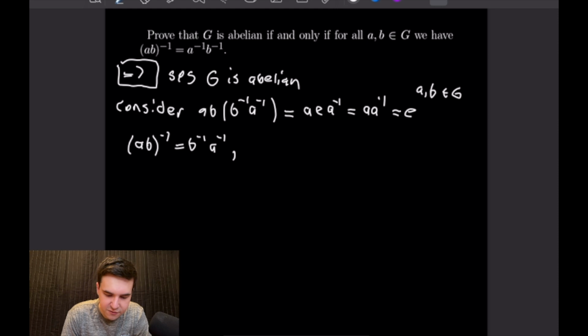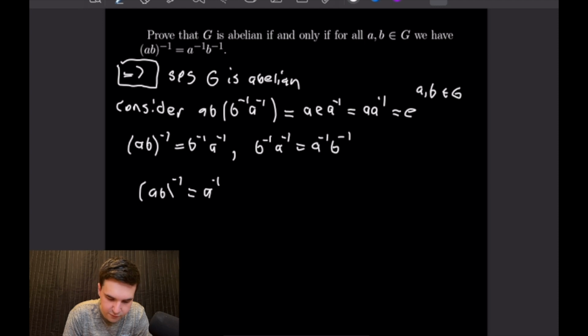So now we're going to use the fact that G is abelian, and because it's abelian, that means that B inverse times A inverse is equal to A inverse times B inverse. Great. But if B inverse times A inverse is equal to A inverse times B inverse, that means that (AB) inverse must be equal to A inverse B inverse. But that is exactly what we wanted to prove for this forward direction. Great. So now let's go ahead and get into the reverse direction.